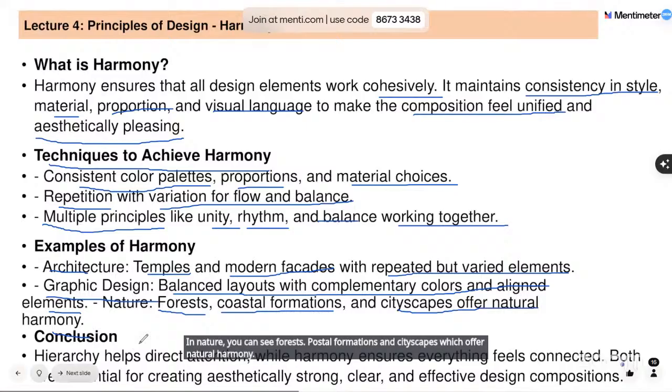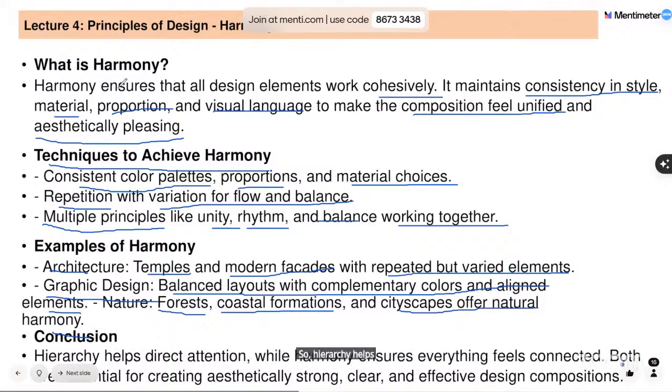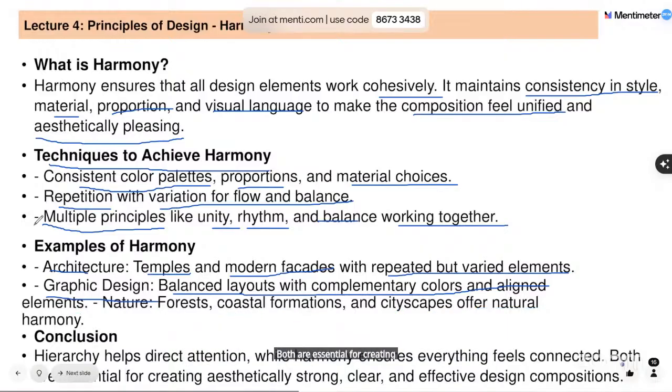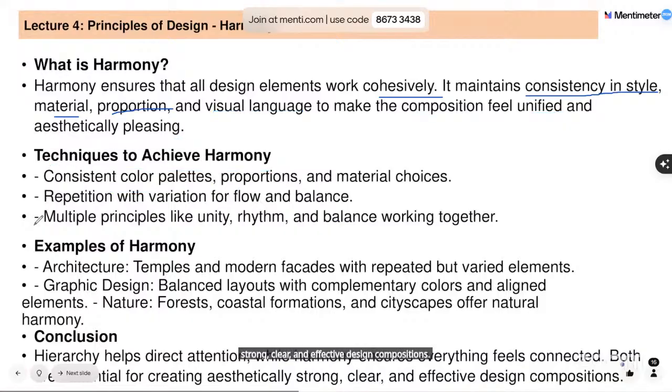So, hierarchy helps direct attention, while harmony ensures everything feels connected. Both are essential for creating a very aesthetical composition, strong, clear, and effective design compositions.